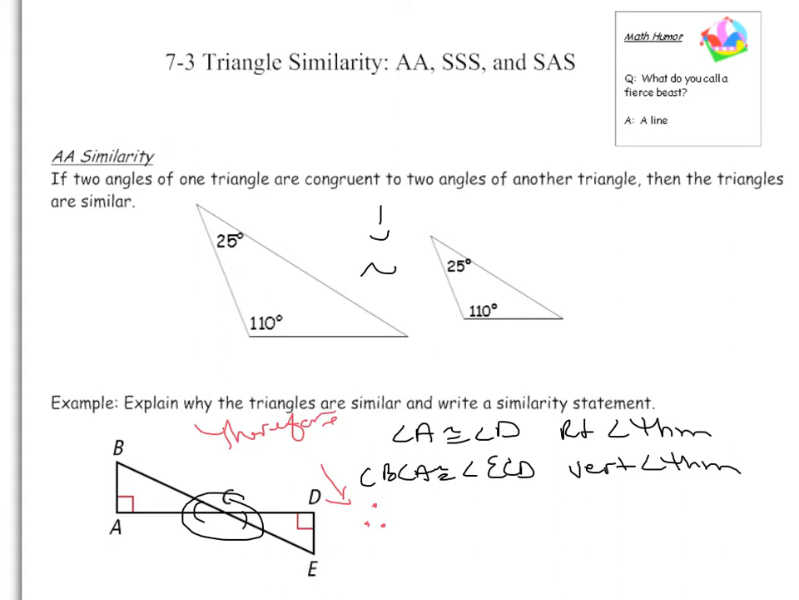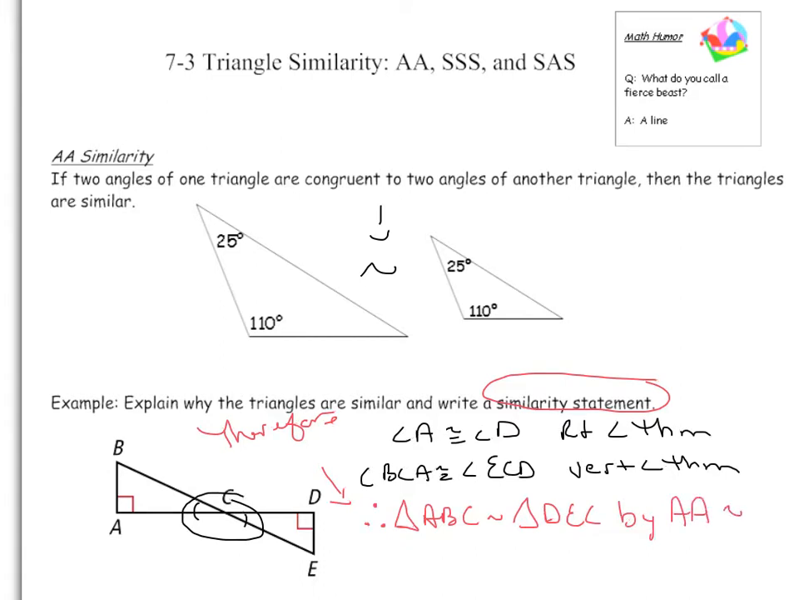So therefore, now this is where your similarity statement comes in. Therefore, triangle ABC has to be similar to triangle DEC, and this is by angle similarity. Okay, so let's go back and see what we did. It said, why are the triangles similar? Well, we saw that two angles are congruent here, two angles are congruent here. We justified it. And so therefore, angle similarity, so we wrote our similarity statement.